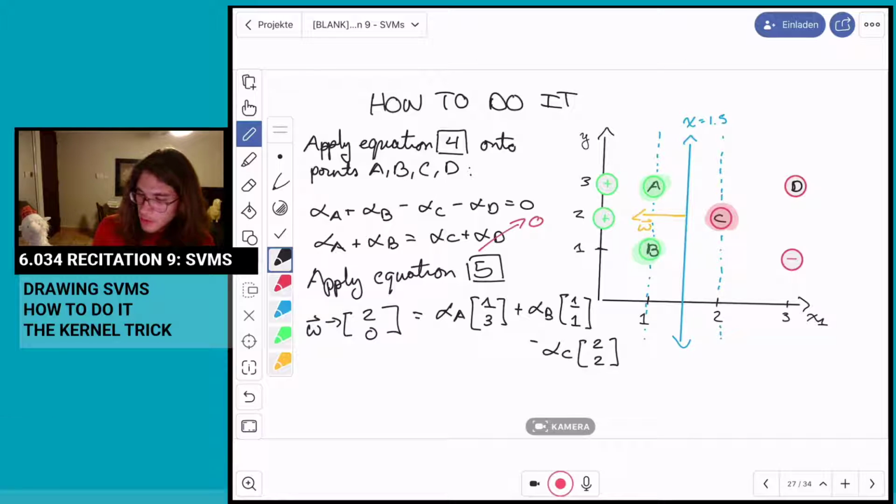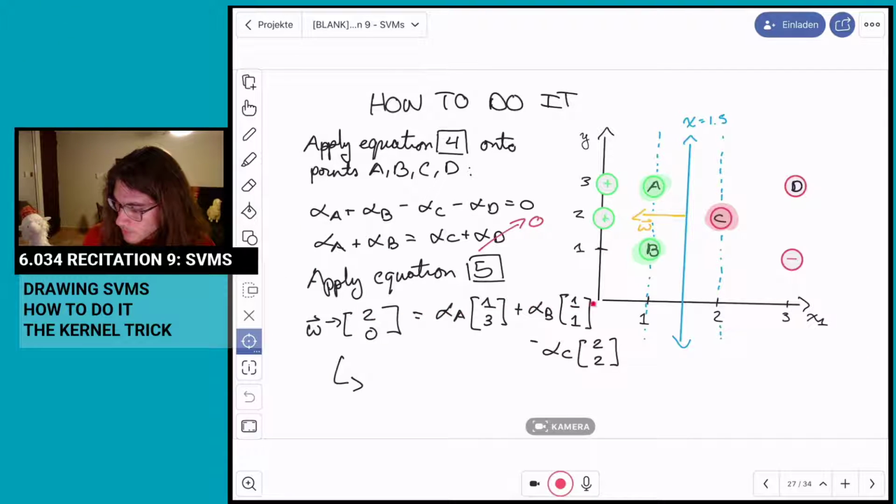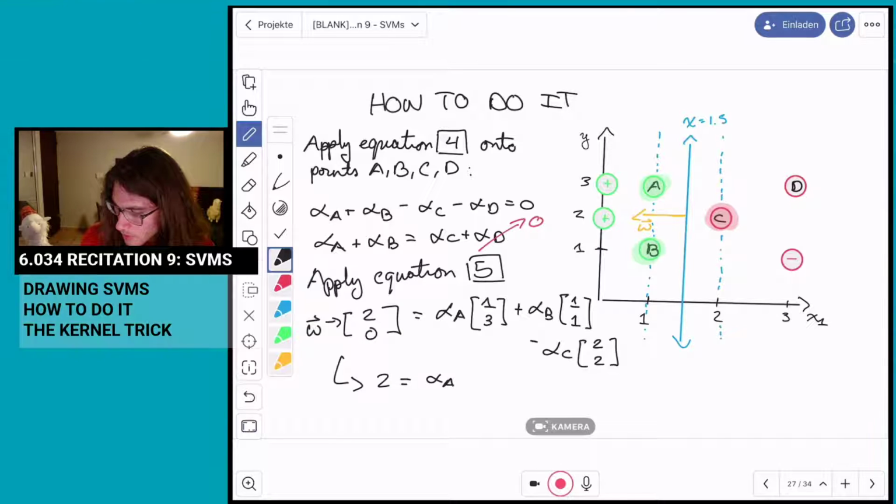Okay, so it looks a little bit daunting, but in reality, this can be broken down into 2 separate equations very, very easily. It's very straightforward. So I'm just going to take the top row of the equation and the bottom row and separate them. So 2 is equal to alpha A times 1 plus alpha B times 1 minus alpha C times 2.